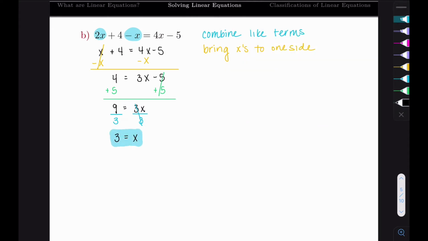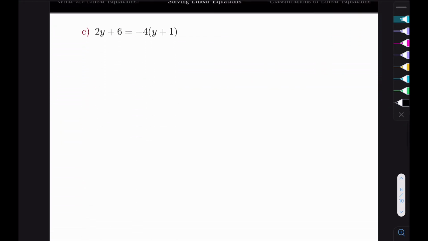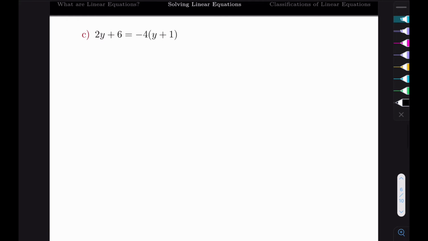So again, I could plug that back into our starting equation up here, but for time's sake, I'm going to avoid doing that. All right, let's try our next example. We'll make it a little bit more complicated.